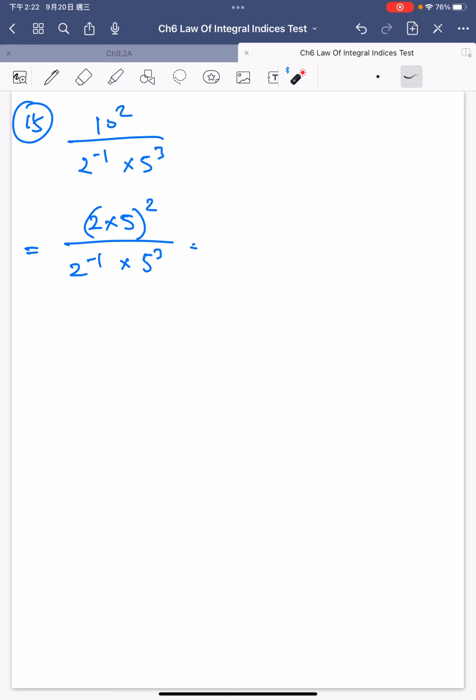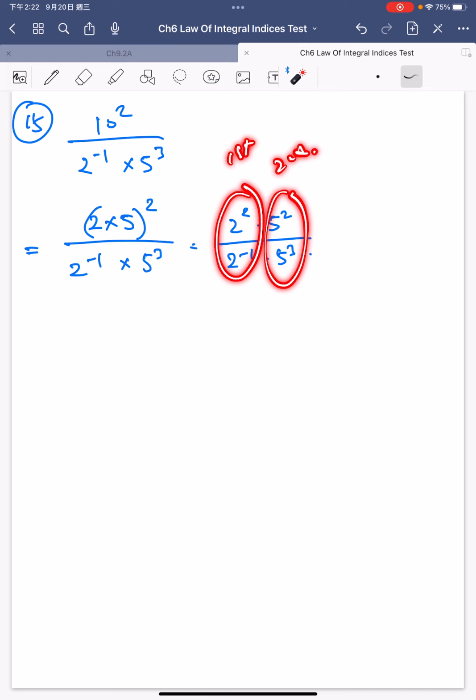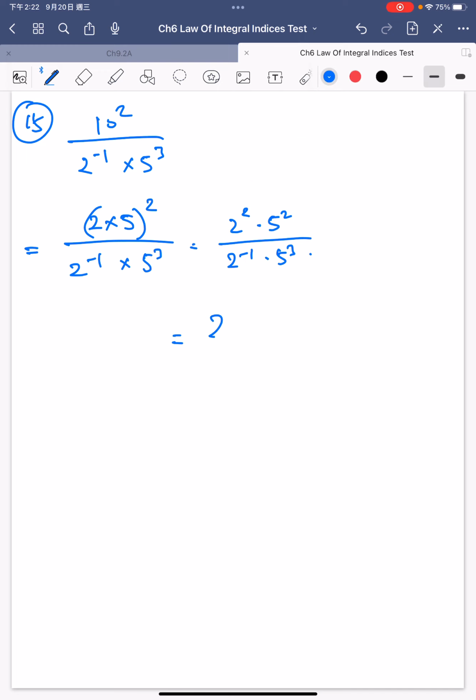So now we can distribute this square to both the 2 and the 5. Then we can have 2 squared times 5 squared divided by 2 to the power of negative 1 times 5 cubed. Now we can do this part first, then we do this part. So this is the first one, this is the second one. Then now we can have 2 to the power of 2 minus negative 1, and then we times 5 to the power of 2 minus 3. Then the answer should be 2 to the power of 2 plus 1, which gives you 3, times 5 to the power of negative 1.